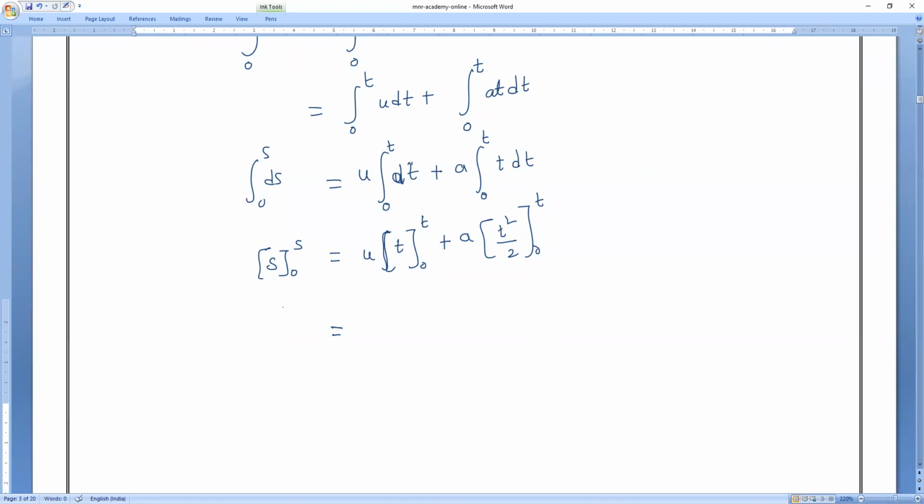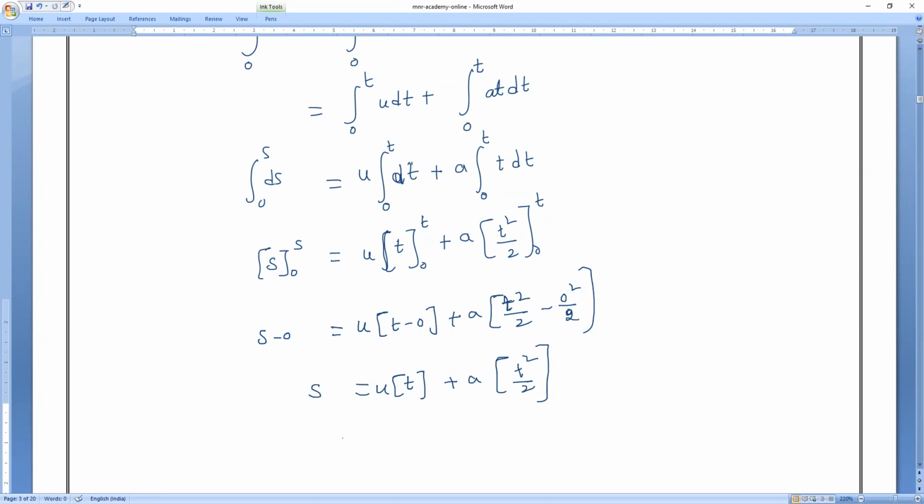Here, substitute the limits. s minus 0. Here also, u into t minus 0, plus a into, here what will come? t means again t only, so t square by 2 minus 0 square by 2. Which equals u into t plus a into t square by 2. So s equals ut plus, this half I can bring to the front. Is it okay?